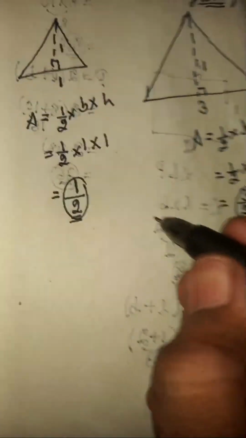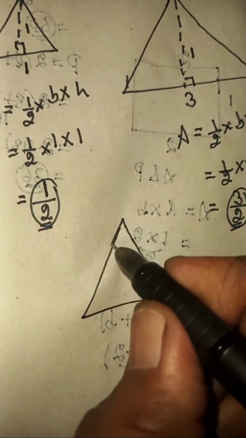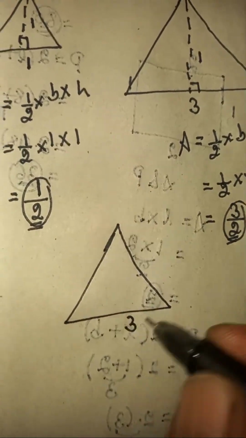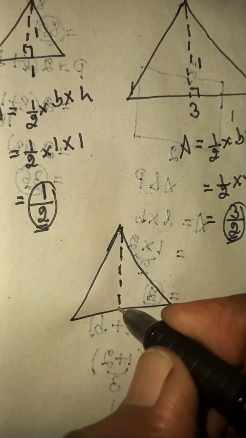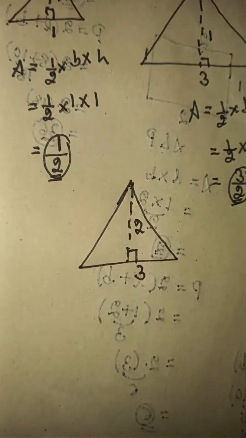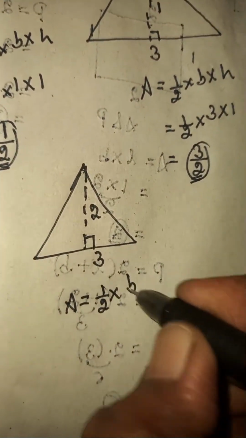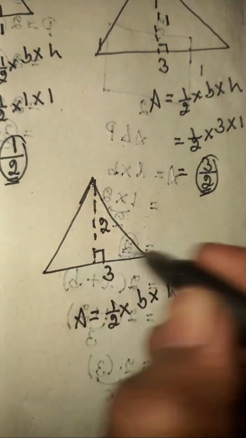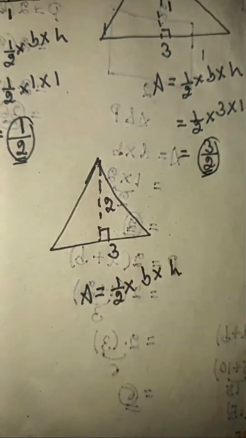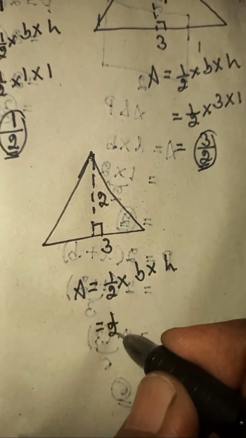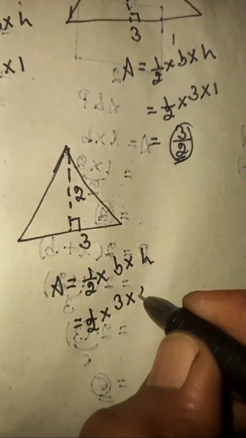Let's take one more triangle. In this triangle they have given the base length as 3 units and the perpendicular height as 2 units. You're going to get area equal to half times base times perpendicular height. This is the base, this is the perpendicular height. So it is half times 3 times 2.